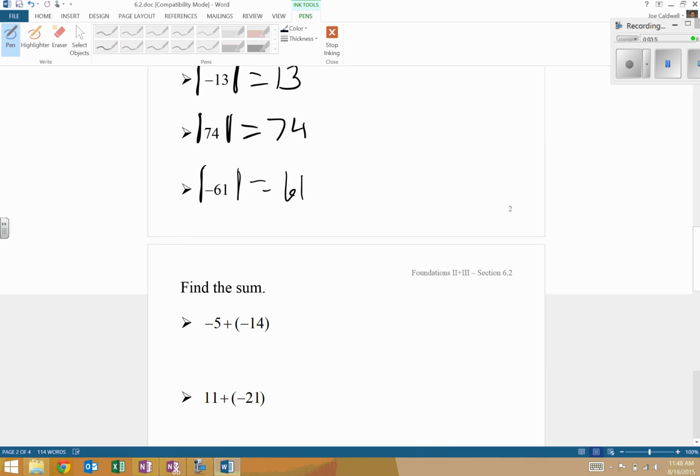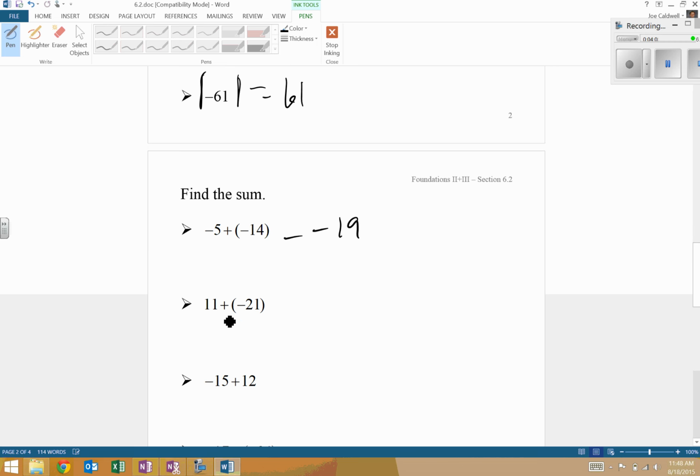All right, so here, signs are the same. We keep the signs the same, but we go ahead and add them up. Negative 19. Signs are the same, you add. Signs are different, you subtract, or find the difference, give the sign at the end. The difference of these guys is 10. But 21 is bigger, and so that's going to be negative 10 because of that sign right there.